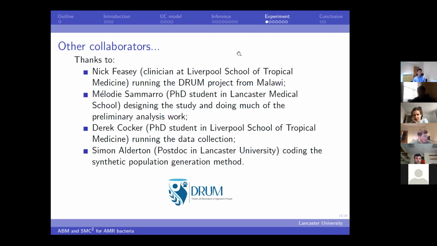Okay, let's now talk about the experiment. Of course there are other people involved in the project, people who collected the data, people who worked on the data before me, and also people who prepared some part of the code that I've used to fill the synthetic population. So it's worth mentioning them and thanking them for their work.